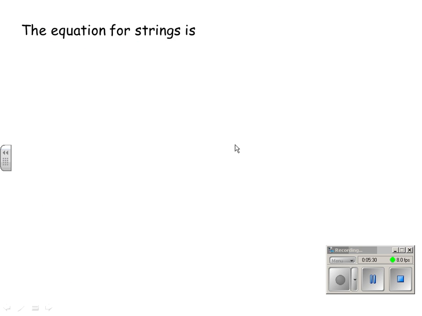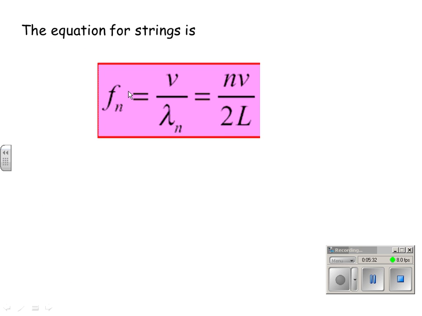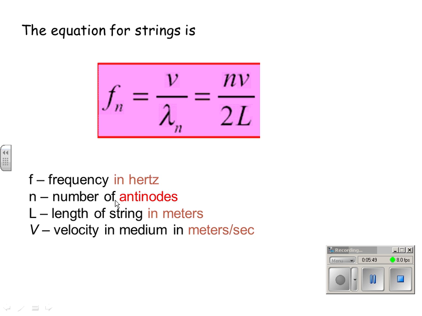All right. Now the equation for strings: if we use the basic equation of v equals f times lambda and rearrange it, then the frequency in strings would be the velocity divided by the wavelength. Well, we said the wavelength in strings is 2L, so I can replace that right here. This n value is the number of antinodes, so it's our harmonic value. So f is frequency in hertz, n is the number of antinodes, L is the length of the string in meters, and v is the velocity in the medium, so in the string itself, in meters per second.